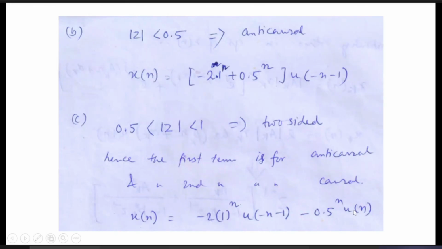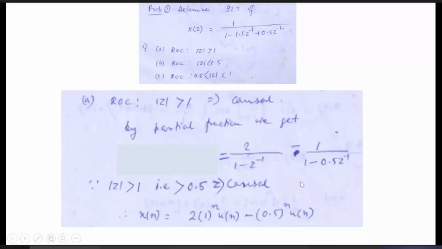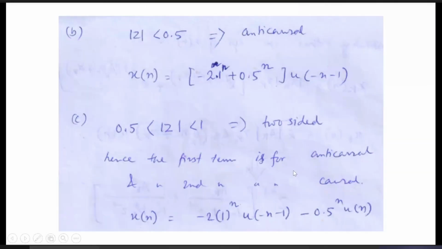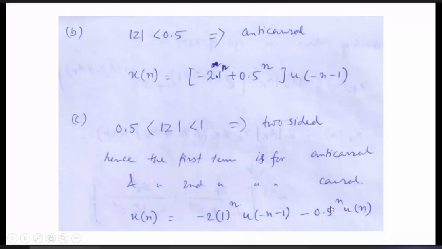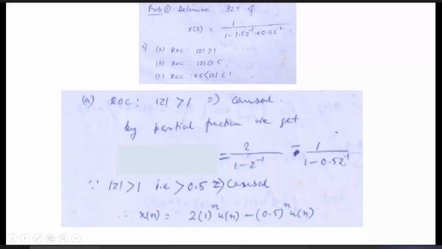So where is the term? Yes, this term. So the second term represents the causal sequence. So it is 0.5 to the power n u[n], because according to the condition it should be greater than 0.5. So the other pole is situated at z is equal to 1.